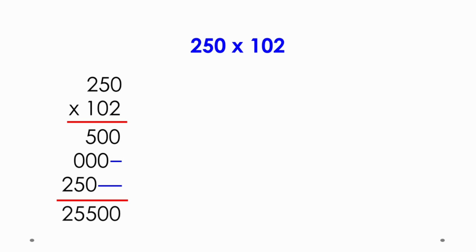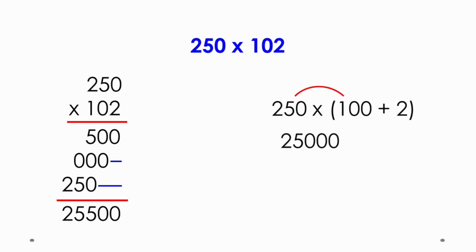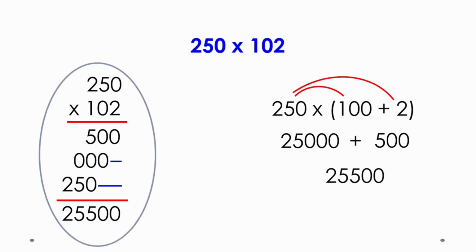What if we use the distributive property and represent the numbers as 250 into 100 plus 2? 250 into 100 is very simple. Just add 2 zeros after 250. It becomes 25000. Now 250 into 2 is also very simple. It is 500. Now all we have to do is add 25,000 and 500 and we get our answer as 25,500. There was no need to go for a long drawn multiplication.